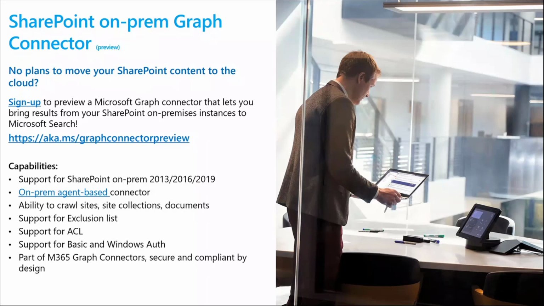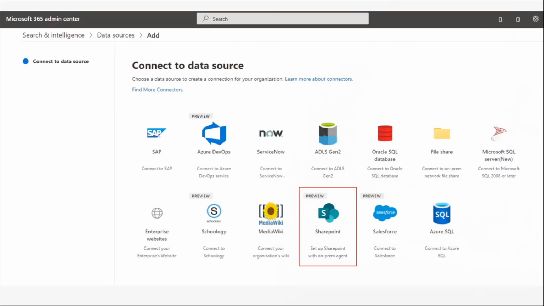We support exclusion list. We support ACL, so all the permissions set for your on-prem content will be respected in your online search scenarios. We support basic and Windows Auth at this point, and we are providing support for more auth scenarios in the coming weeks. And it's part of the M365 Graph Connector ecosystem, so secure and compliant by design.